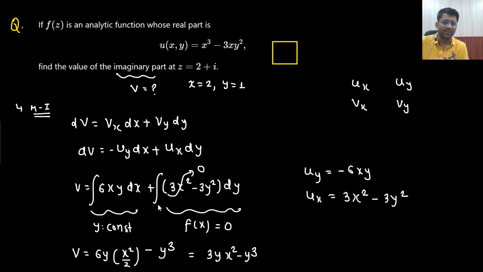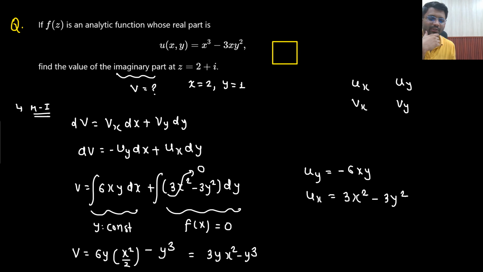So you treat y as a constant, 6y goes outside. So this will become 3yx square. Then here it will become y cube, because the function of x should be kept as 0. So this will become simply y cube only, because integration would simply result in y cube. So 3yx square minus y cube.